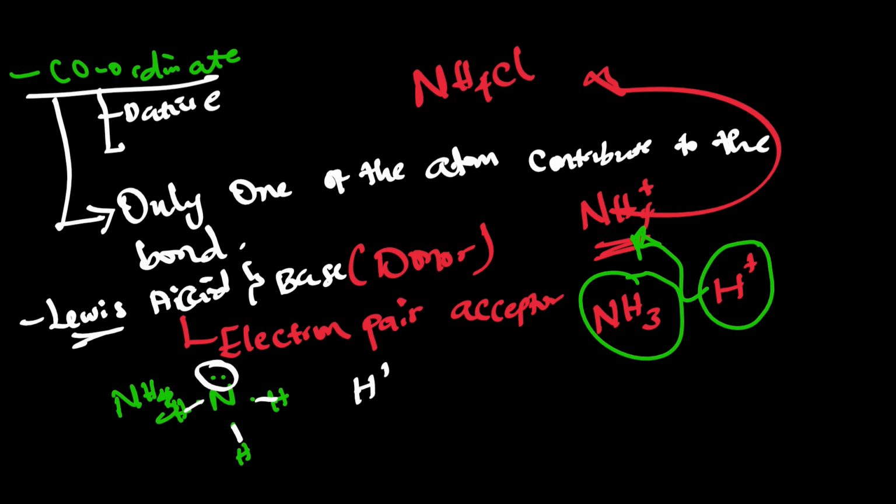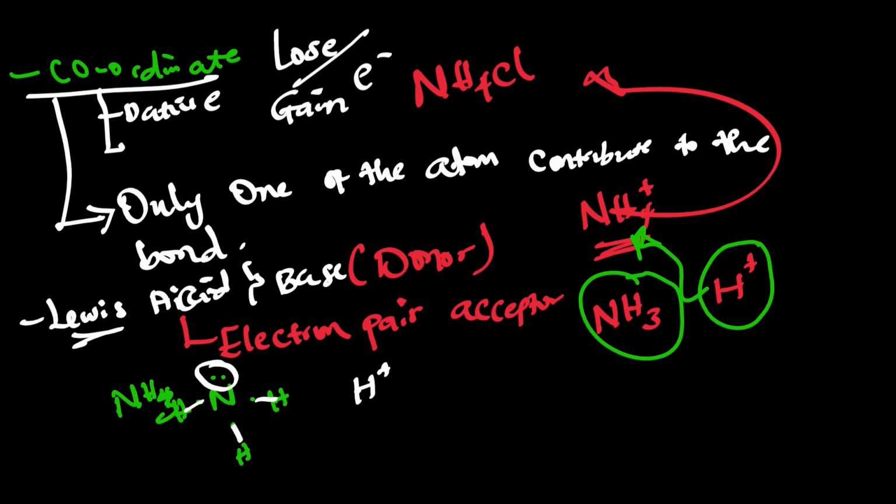Why for this? Let's look at the structure of H plus. How does it even look like? First, how is an ion formed? An ion is formed when there is a loss or gain of electron.